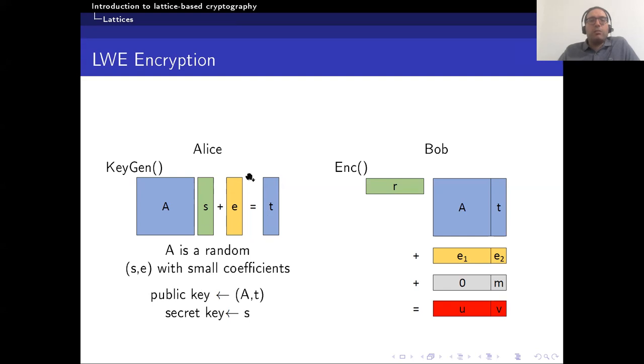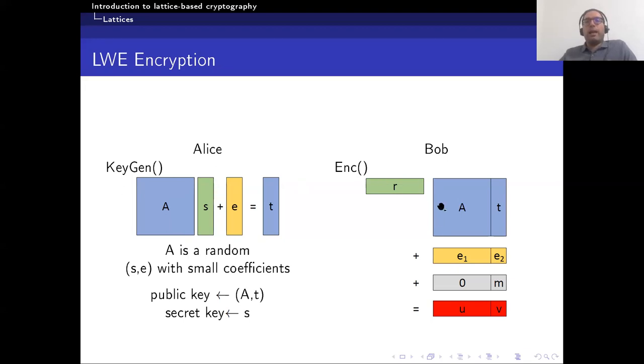She will publish her public key A and T to other parties. And S will be her own secret key, known only to Alice. On the other side, Bob will ask for Alice's public key, which is A and T. And when he gets the values of A and T, he computes R times A and R times T. R will be a random value with small coefficients, similar to S.